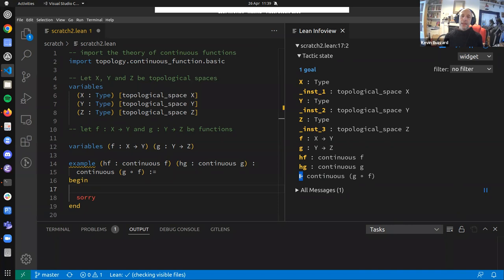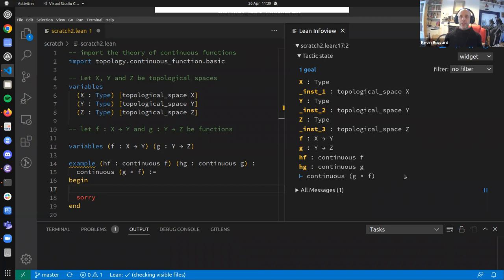And above that logic symbol is all the things that we know. So X, Y, and Z are topological spaces, F and G are functions, and these functions are continuous. And on the right of this weird sideways T is the thing we're trying to prove. So we're trying to prove that G composed with F is continuous.